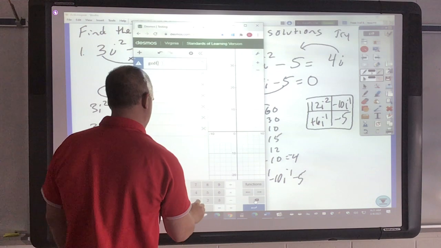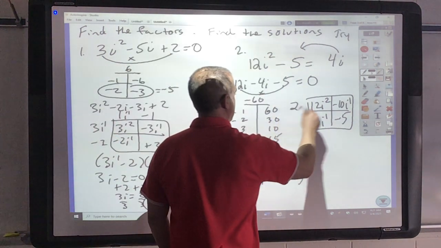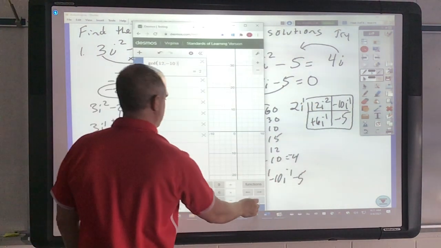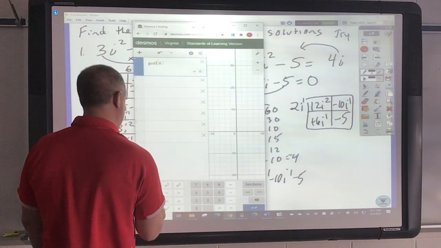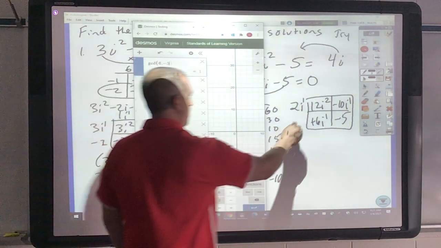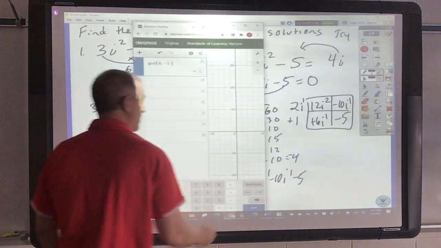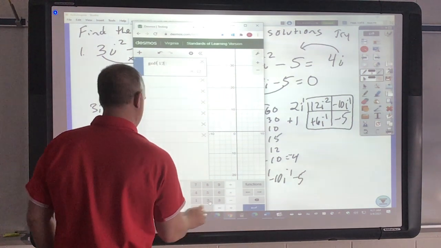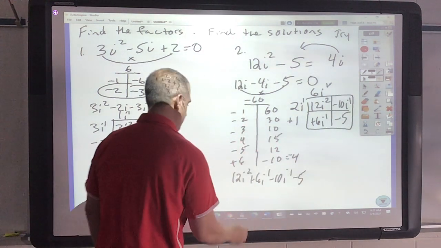All right, so I got 12 and negative 10 gives me 2i squared, 2i to the 1. Okay. Then I go 6 and negative 5. I get 1. That's going to be a positive. Then I would go that way. 12 and 6 will be 6i to the 1.